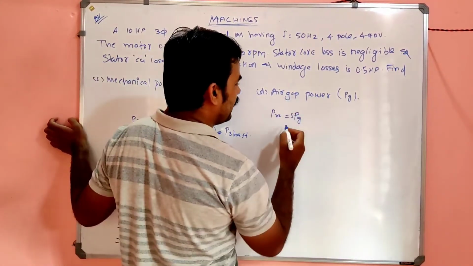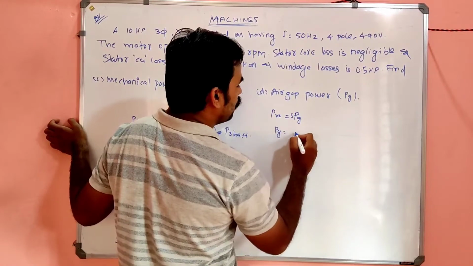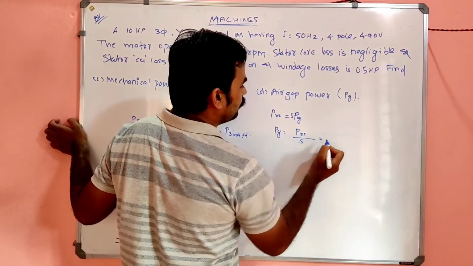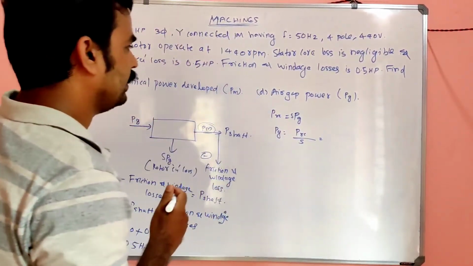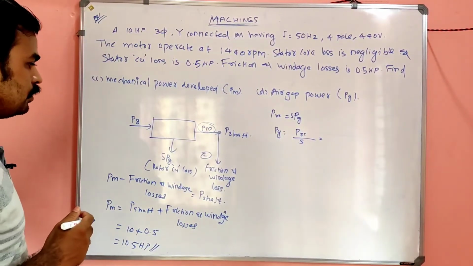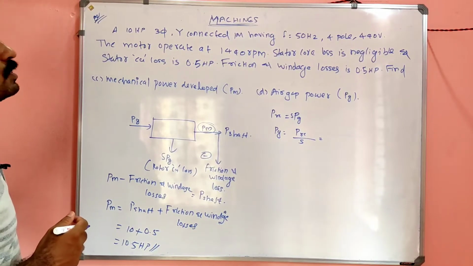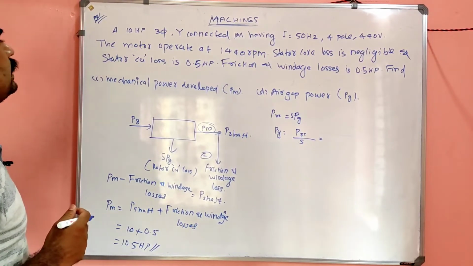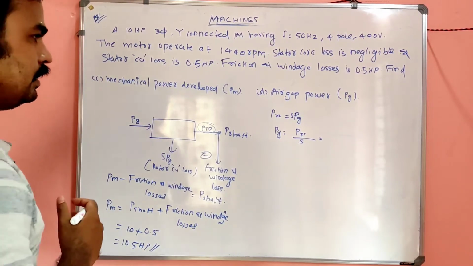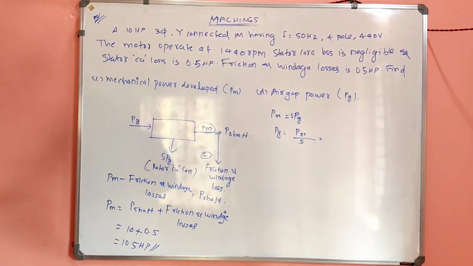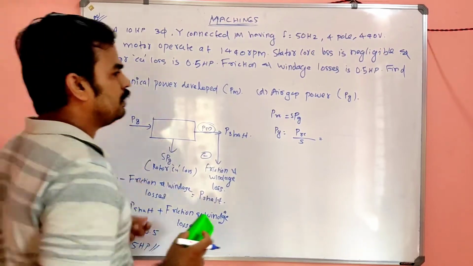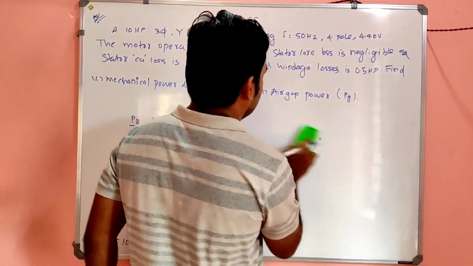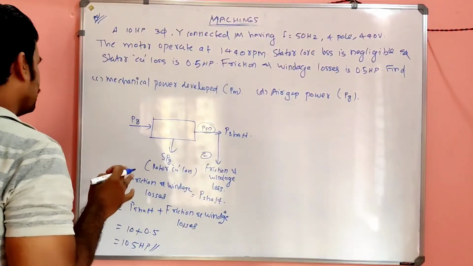So we have to find air gap power. From that, PG will be equal to PRC divided by S, where PRC is the rotor copper loss, correct? Is there any rotor copper loss? Stator copper loss is there, but is there any rotor copper loss? No. So this equation does not help, because we would have to find PRC again. One more equation is there. Let's go for that. We have to check all, my dears.